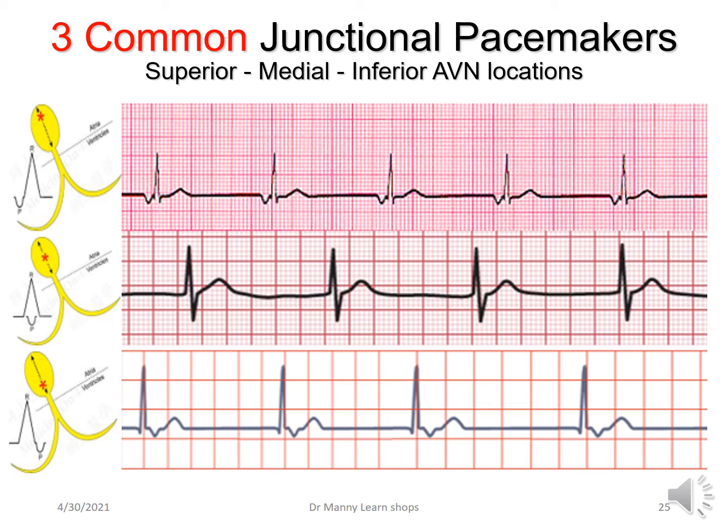So when we look at the three common junctional pacemakers, these are the rhythms that you would see: superior, inverted P wave before a narrow QRS complex. Medial, hidden P wave within a narrow QRS complex. Inferior, P wave follows a narrow QRS complex and it will be negative.